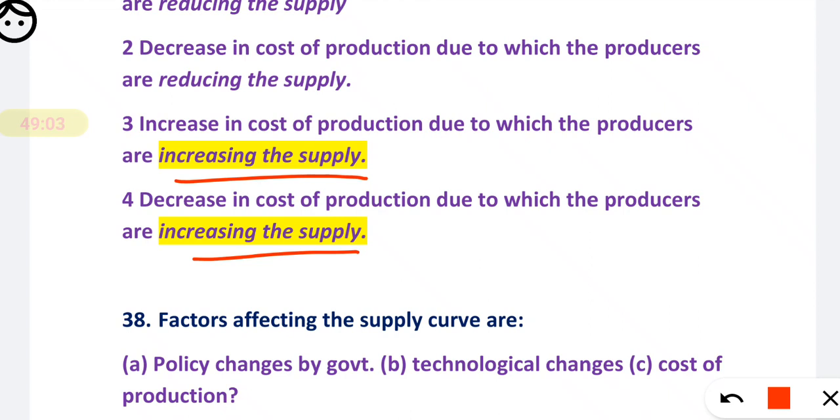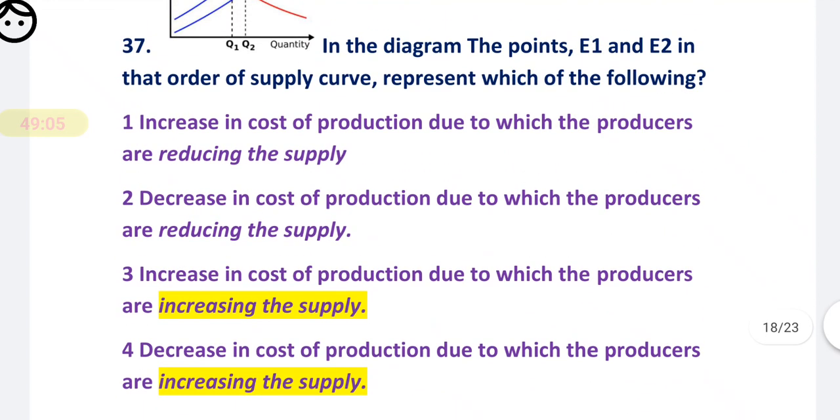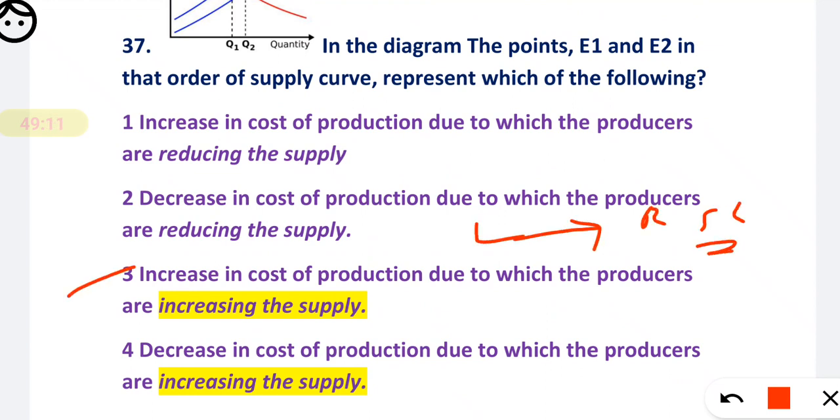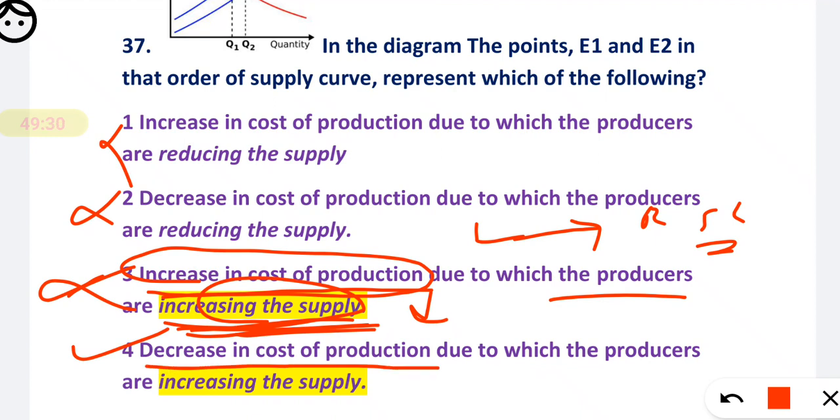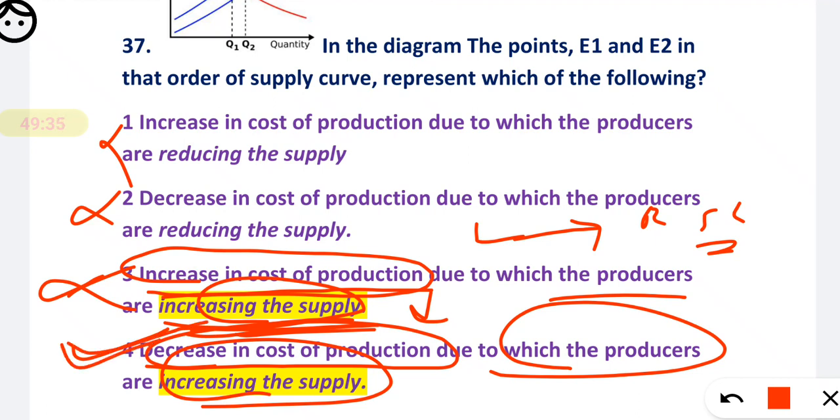Now we come to know that there will definitely be an increase in supply because the supply curve is shifting from left to right. See the third option: increase in the cost of production due to which producers are increasing supply. Is it possible? If the cost of production has increased, then supply will decrease, right? It will not increase. So the third option is also not correct. Now the fourth option: decrease in the cost of production due to which producers are increasing the supply. When the cost of production decreases, definitely your supply will increase. This is simple. So the fourth option will be our correct option.